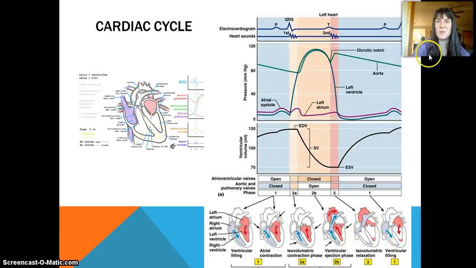Now you're going to be asked to interpret a couple of cardiac diagrams in a couple of different ways, and hopefully you start to see some similarities between different ways to represent the heart, but still similar things that are occurring.